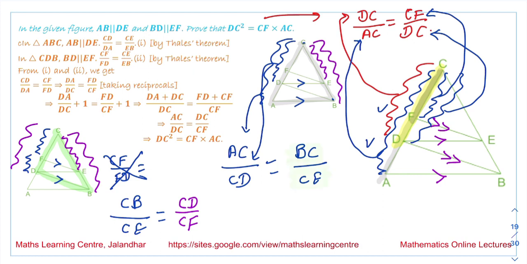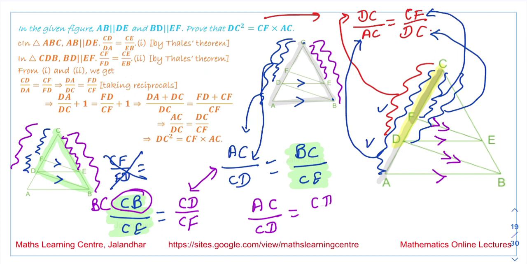Now if we look at these two values, it is BC over CE, and this value is also BC over CE; we write CB, or you can write it as BC. So these two are also equal, that is AC over CD is equal to CD over CF. If we cross multiply these terms, we will get CD square is equal to AC into CF, and this is what we have to prove.